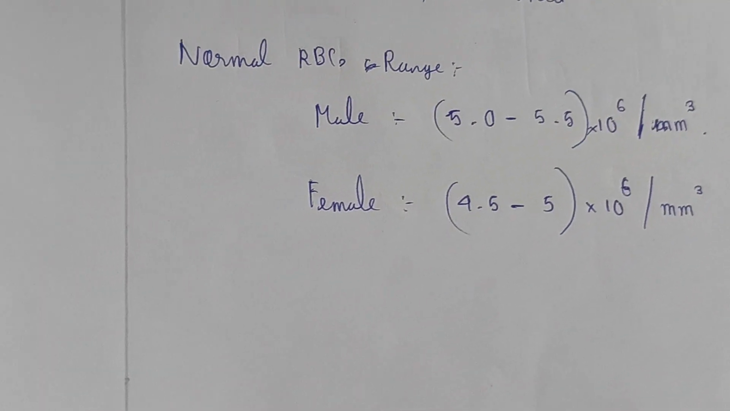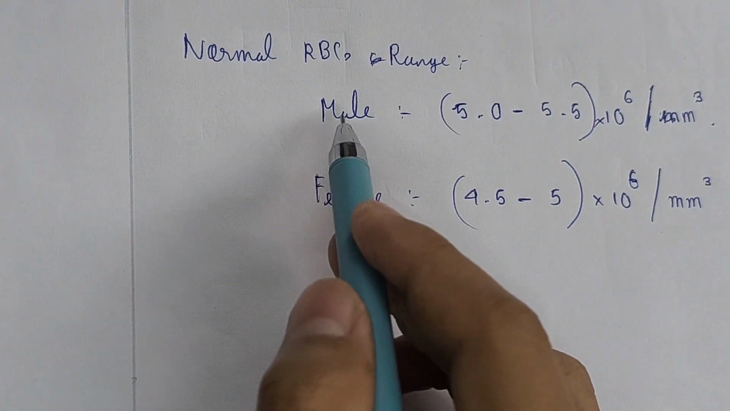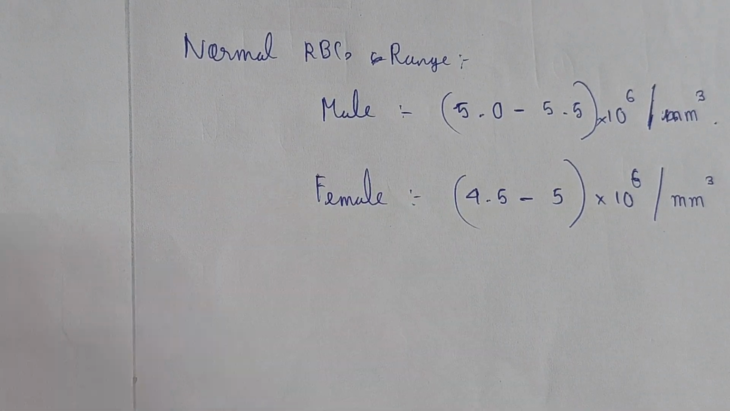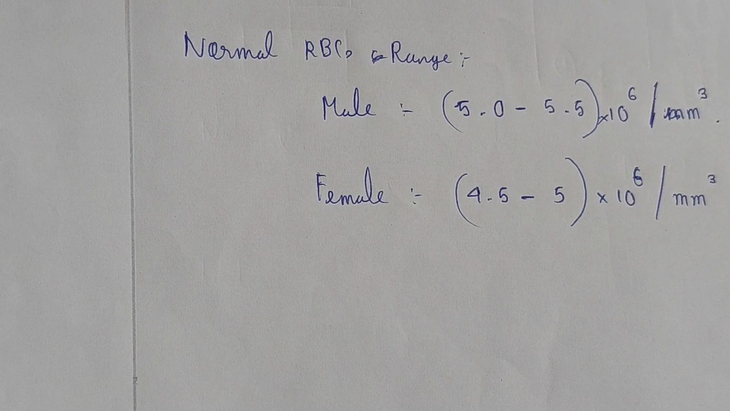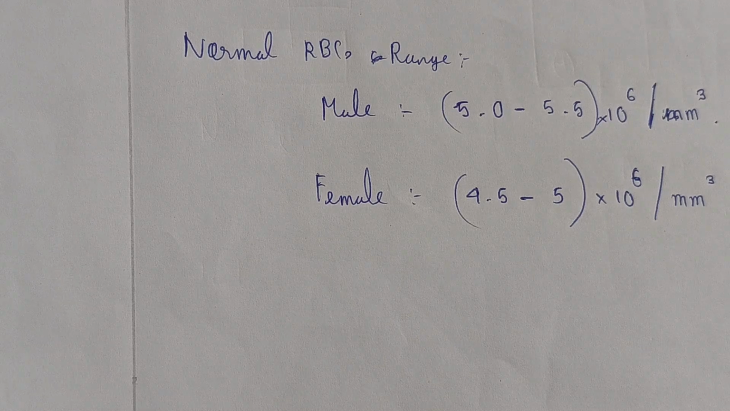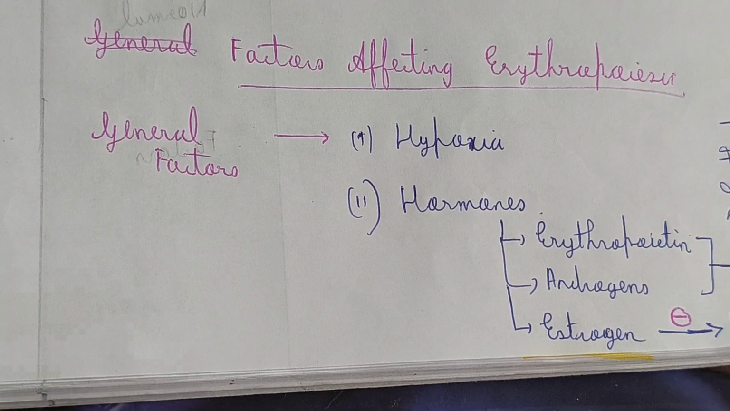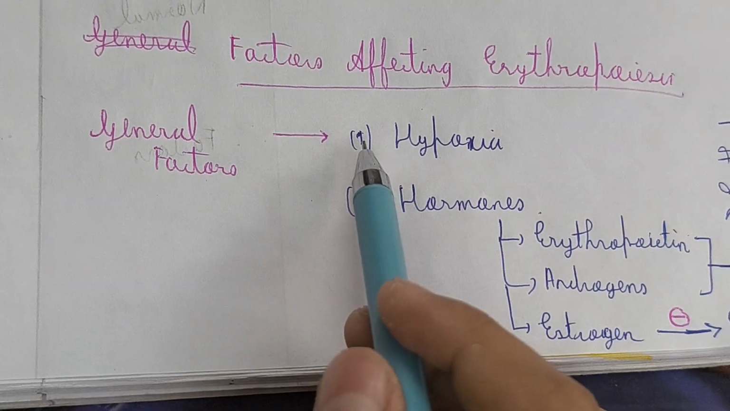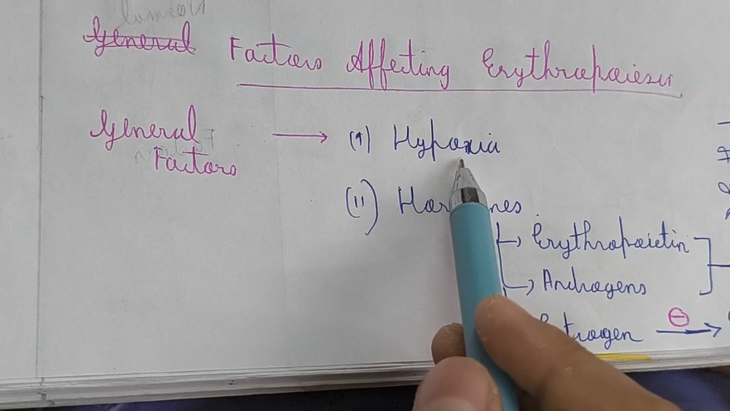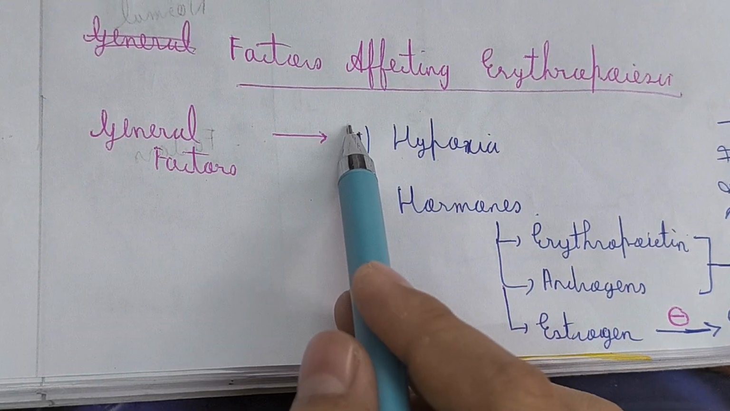So friends, now you can see here the normal RBC range in males. You can see it is higher than that in females. Now you are going to understand the reason; there are two reasons, and now I'm going to explain. So you can see the factors affecting erythropoiesis. First of all, general factors. That is hypoxia; as I have discussed, hypoxia stimulates erythropoiesis.